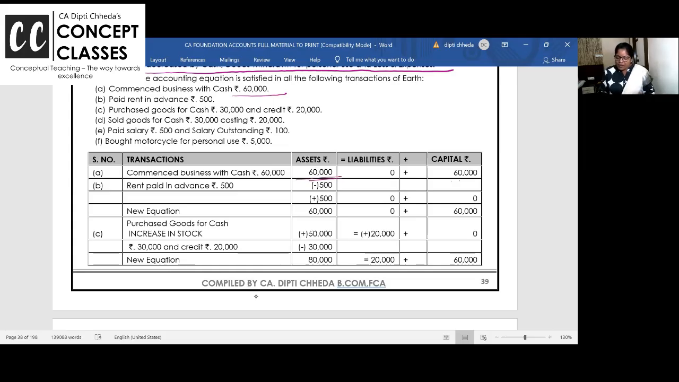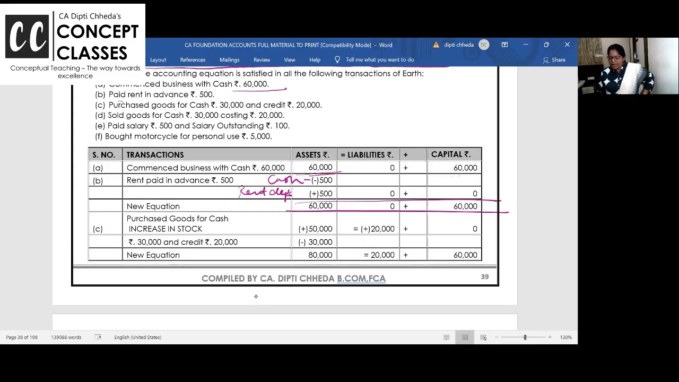Now, rent paid in advance. You know, some deposit you have paid. So cash is going out, minus the cash. Assets come and go. And rent deposit is also an asset that will increase. So finally, what is the impact on the equation? It is the same.